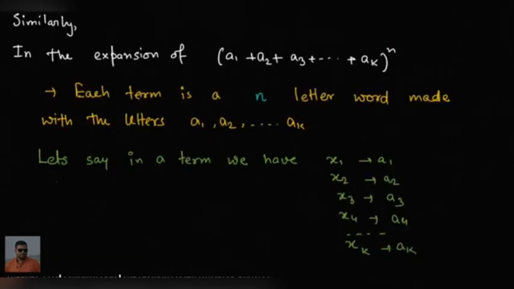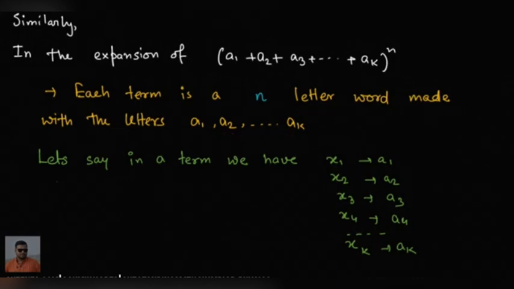So using the same idea for the expansion of (a1 + a2 + a3 + ... + ak)^n, which is the generalization of the multinomial expansion, we can say each term of this expansion would be an n-letter word as we are raising it to the power of n. So it will be an n-letter word made with the letters a1, a2, up to ak.